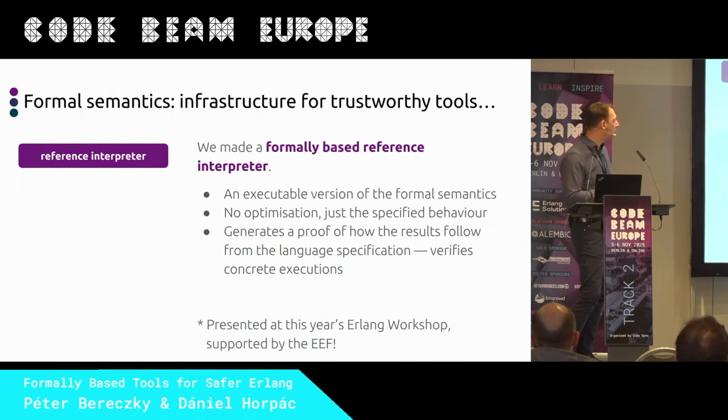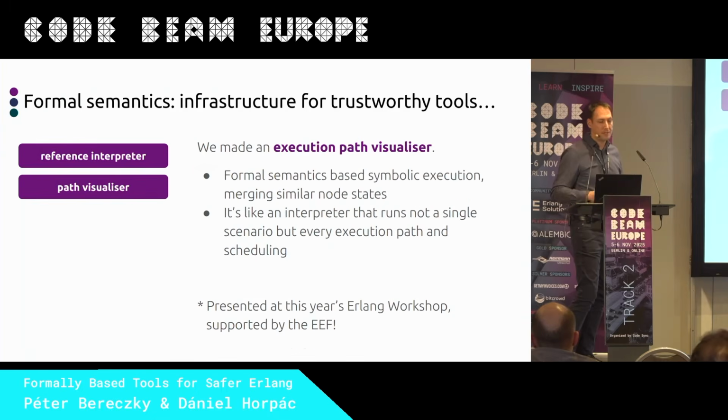This is slow as hell, but it's special because when you run a program, you evaluate an expression using this implementation, you generate a proof about the correctness of the result that you get. Actually, it explains to you how the result follows from the language specification, which is amazing, I think. This work is supported by EF, and it was presented at this year's Erlang workshop. We are very proud of that.